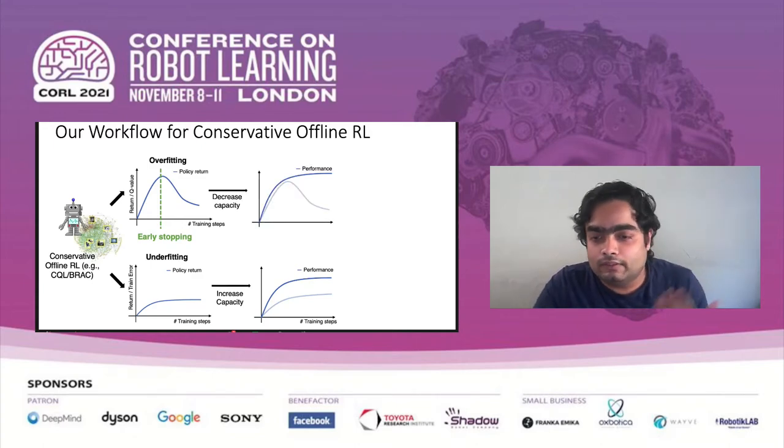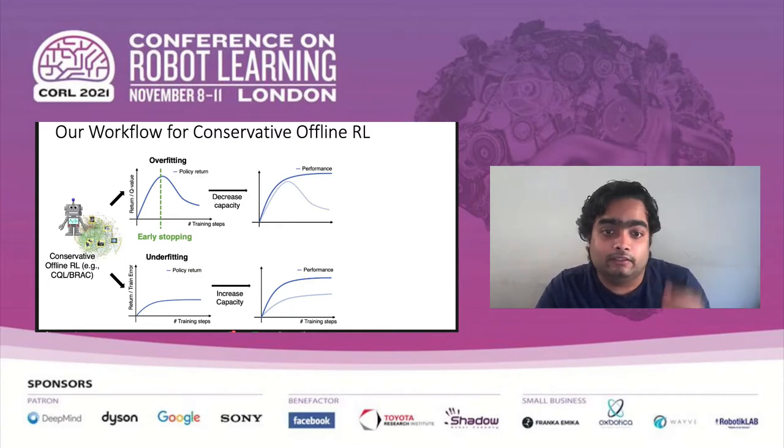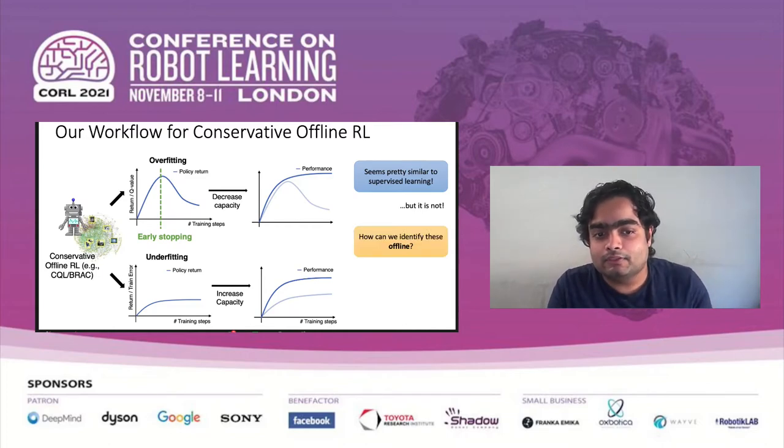And for addressing overfitting, we could do some sort of capacity reduction and early stopping to find the policy with the best performance. Now, this might appear very similar to supervised learning in the sense that this is exactly what I do in supervised learning. But it turns out there are many major differences in terms of how you would actually implement such a workflow in practice. The reason is that I could define these things in terms of policy return, but I don't have access to the policy return in an offline manner because I cannot unroll my policy.